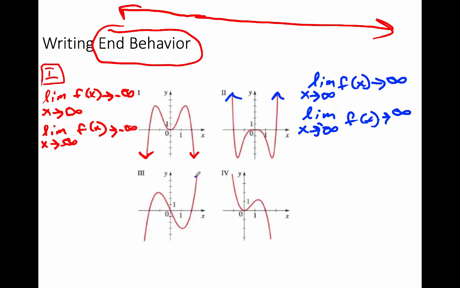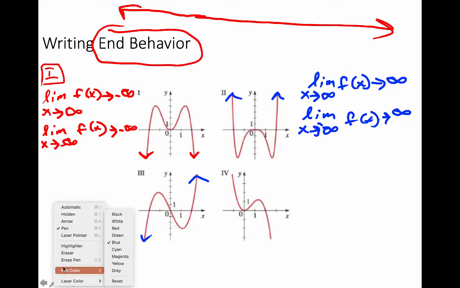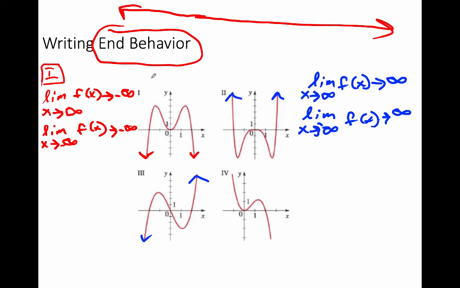Now we've got a little staying alive here, up to the right and down to the left. I'm going to change my color again, for effect. Let's go with green. The limit as x approaches infinity, where does the graph go? The graph goes up. Up to what? Up to infinity. The x's get bigger, the y's are getting bigger, because we're heading up.